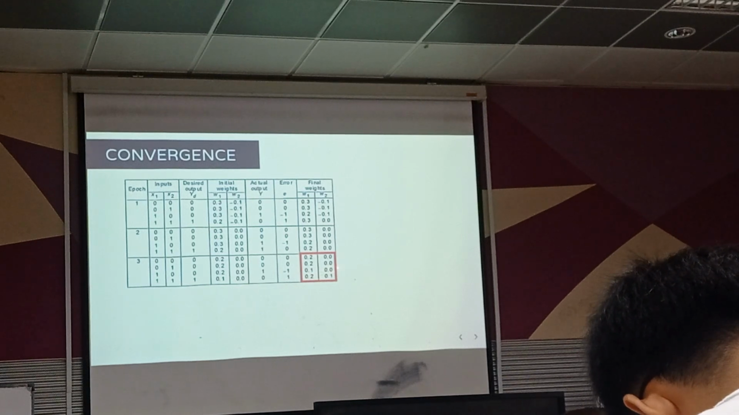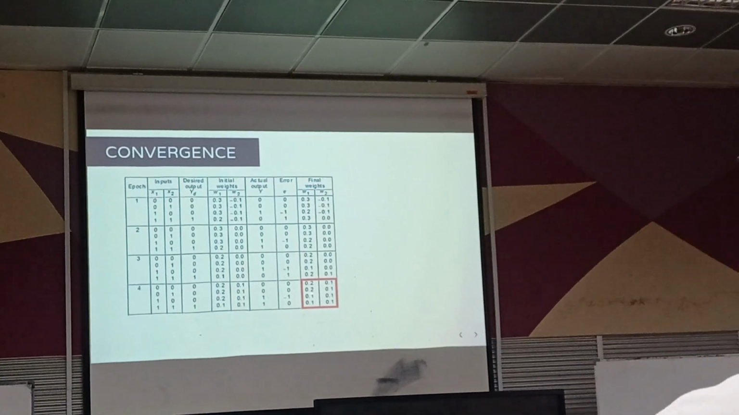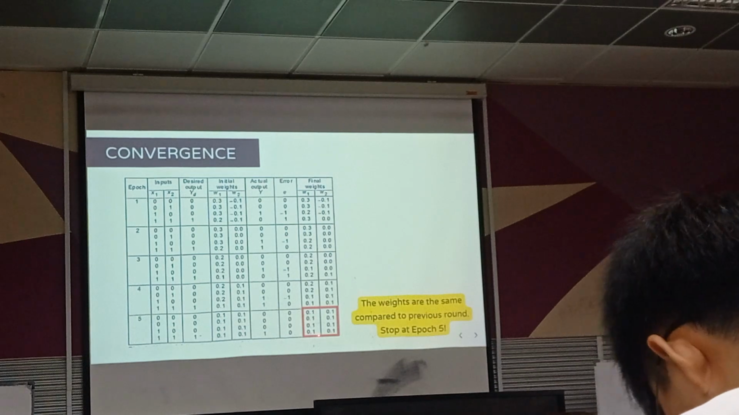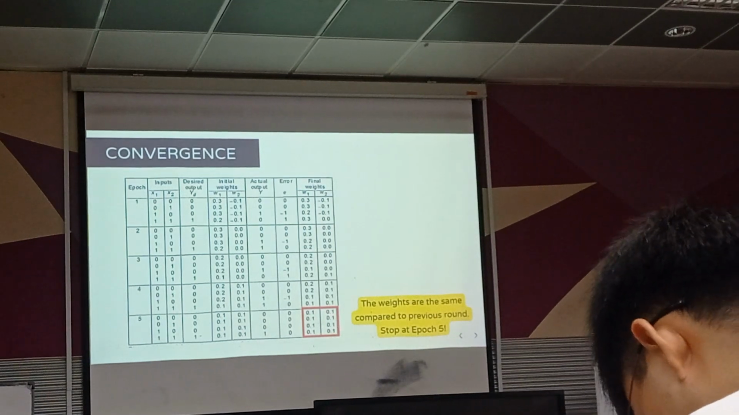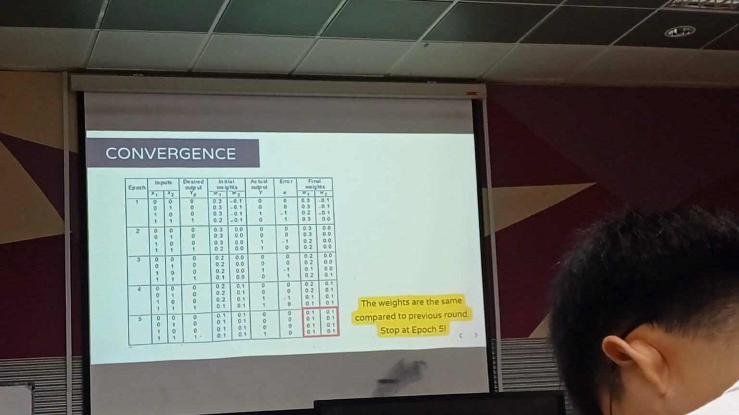At W2 as well, it increased to 0.1. It's not stable yet. Repeat. So this is not stable also, right? And then last, you will see that all 0.1 is consistent. And it is called stable convergence.